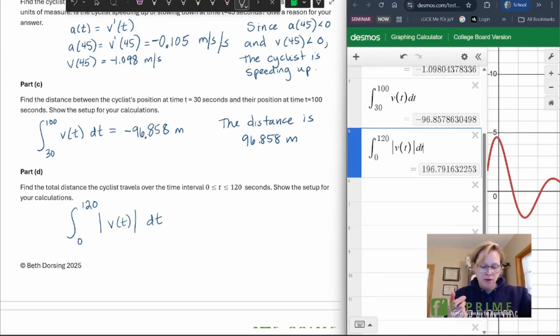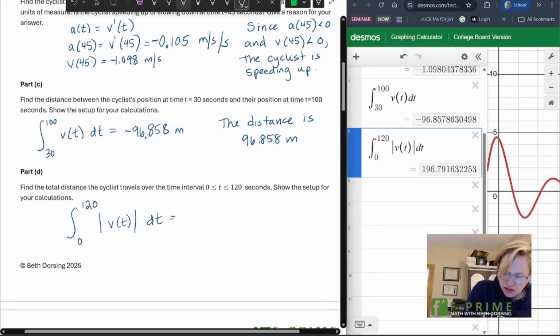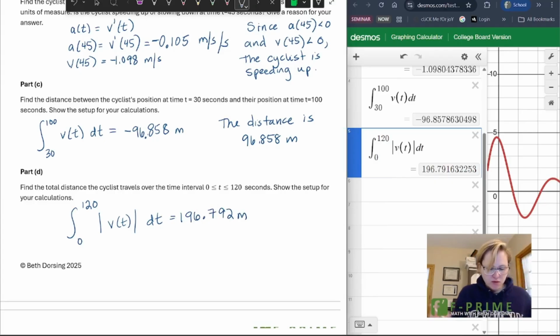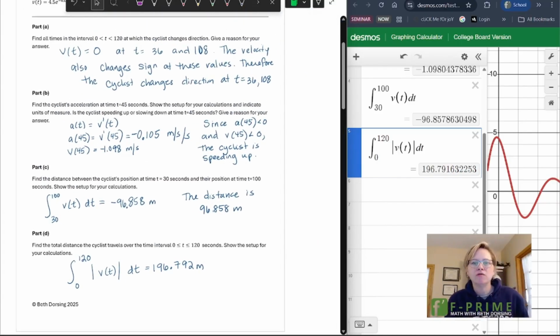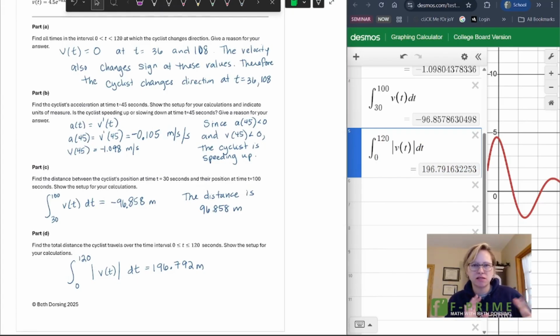But here we get our total distance traveled, and we're going to write it down. It is 196.792 meters. And this will get me all the points that I need in order to answer this question. So let's zoom out, see the work. This is a pretty straightforward, very classic particle, linear motion, cyclist, object moving around, velocity, displacement type question. And these are very basic skills that you should know.